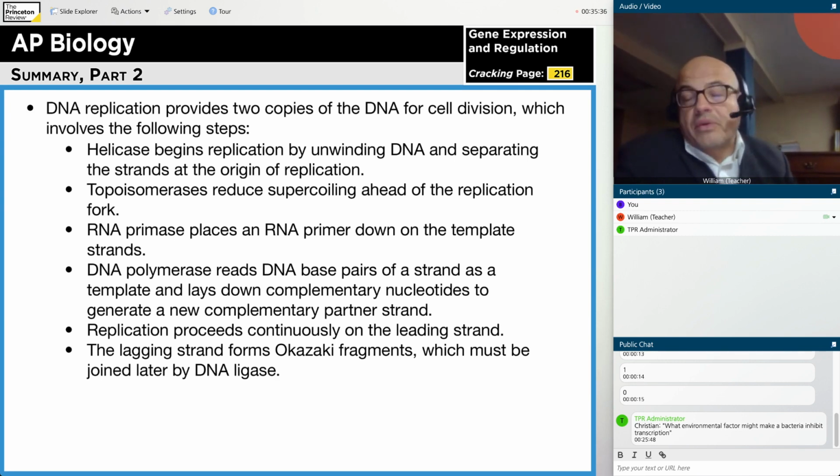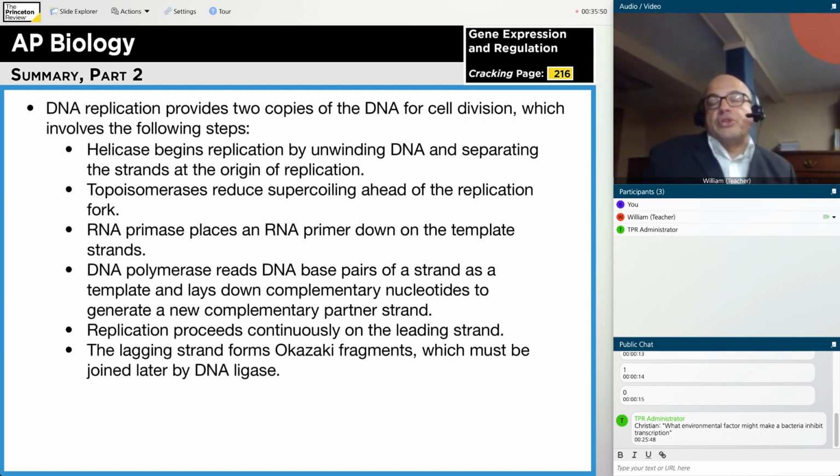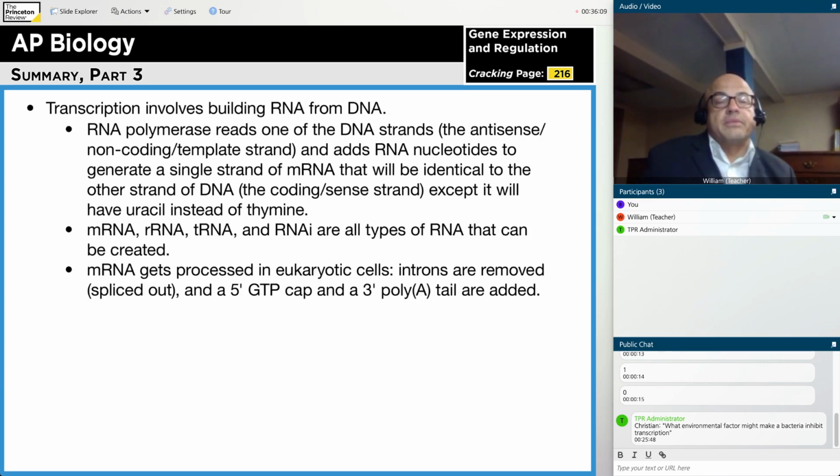Then we talked about replication, and that's going to have 2 copies of the DNA for division, and that's going to have your helicase, your topoisomerase, right, your primase, your DNA polymerase, and make sure you know it's not RNA polymerase, right? Your DNA polymerase that's going to read, so make sure you know the functions of each one of those in case you had to describe them. You're going to replicate, and then you have a lagging strand, Okazaki fragments, which are going to be later ligated, right, joined together.